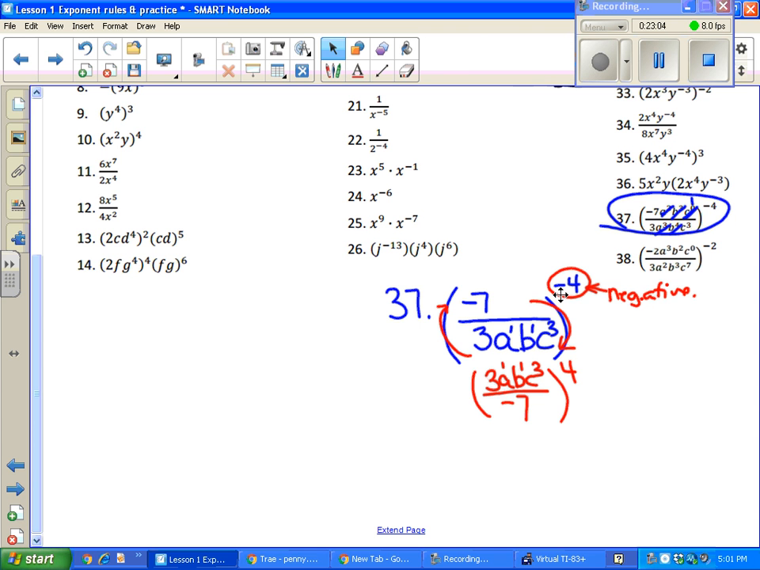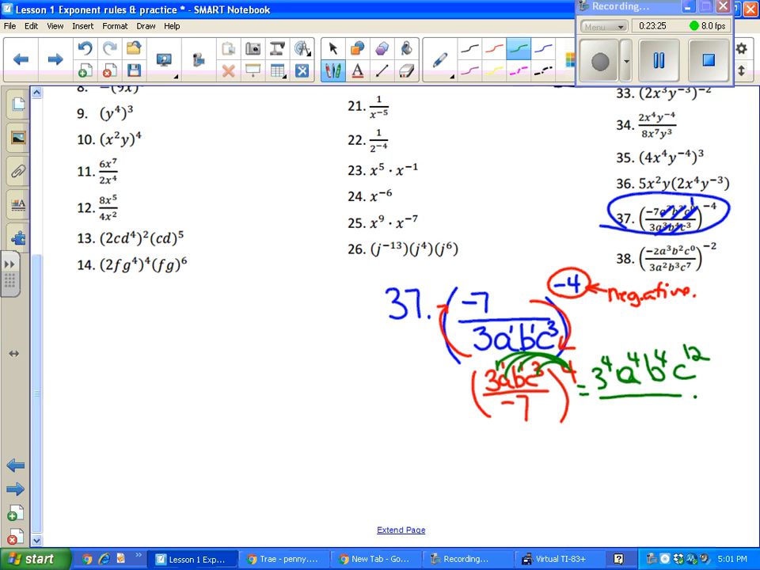All right, and the last thing, I'm going to get rid of my parentheses. Everything inside gets a piece of the 4. 3 to the 1st gets a piece of the 4, 3 to the 4th. A gets a piece of the 4 exponent, A to the 4th. B gets a piece of the 4th exponent, B to the 4th. C to the 3rd gets a piece of the 4th exponent, and I multiply to get 12. Negative 7, notice that I'm using parentheses, to the 4th. The reason I'm using parentheses is that in the big parentheses, the negative sign was inside the big parentheses. So I'm going to keep it inside my little parentheses.